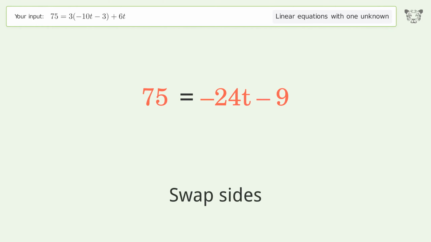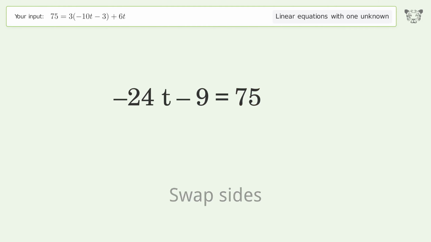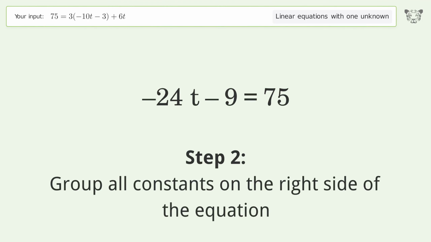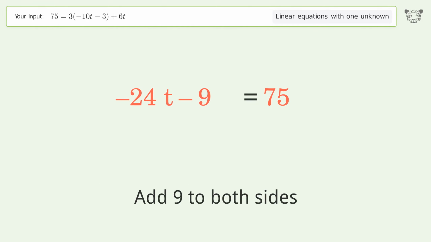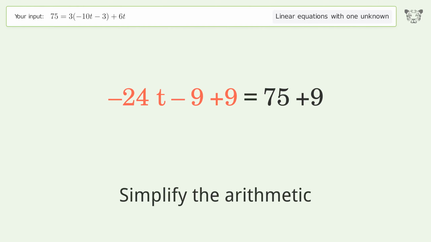Swap sides. Group all constants on the right side of the equation. Add 9 to both sides. Simplify the arithmetic.